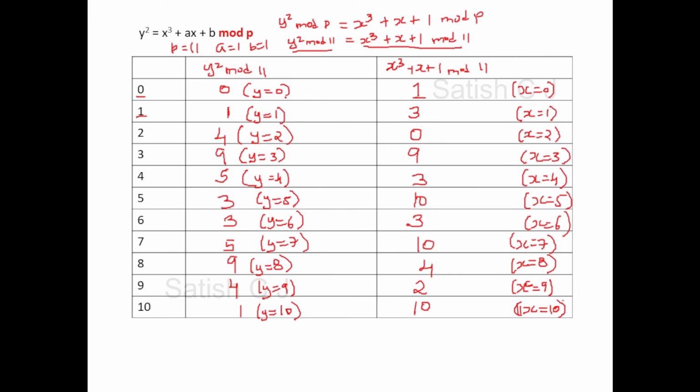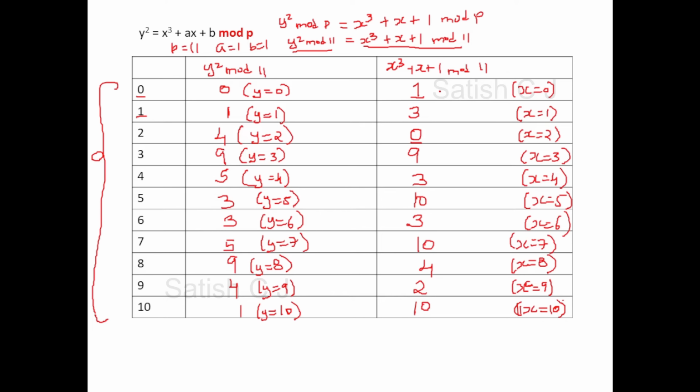So what we have done here is we have taken all the elements in the set of all integers mod 11, and we have computed y square mod 11, and also we have computed x cube plus x plus 1 mod 11. We have taken the value of a to be 1 and b to be 1 and p to be 11. So according to this equation, y square mod 11 should be equivalent to x cube plus x plus 1 mod 11. So left hand side should be equivalent to right hand side for a point to be on the curve, right? So we check where all y square mod 11 is equal to x cube plus x plus 1 mod 11.